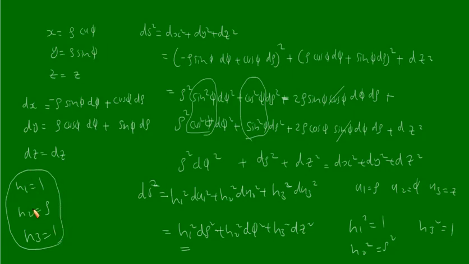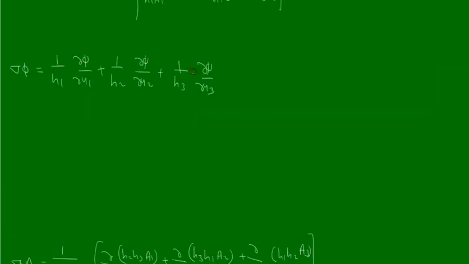Now using H1, H2, H3 and U1, U2, U3, we can express the gradient, divergence and curl in the cylindrical coordinate system. In the curvilinear coordinate system, the gradient of a scalar function phi, del phi, is equal to 1 by H1 dou phi by dou U1 plus 1 by h2 dou phi by dou u2 plus 1 by h3 dou phi by dou u3.